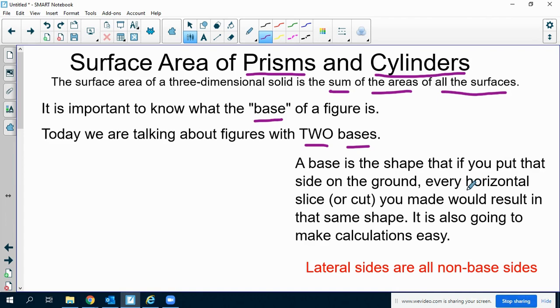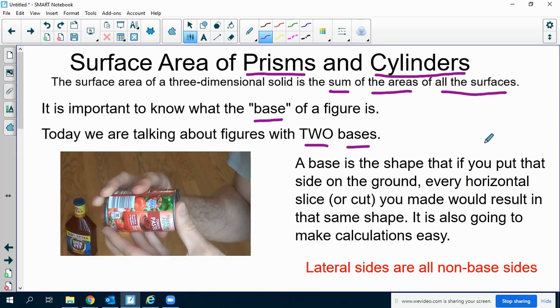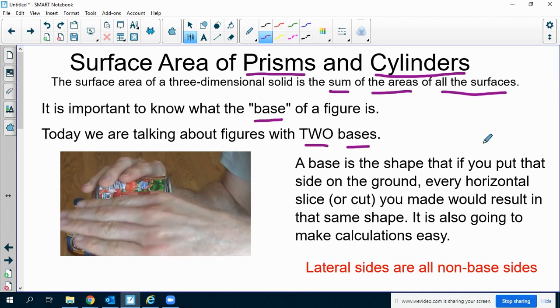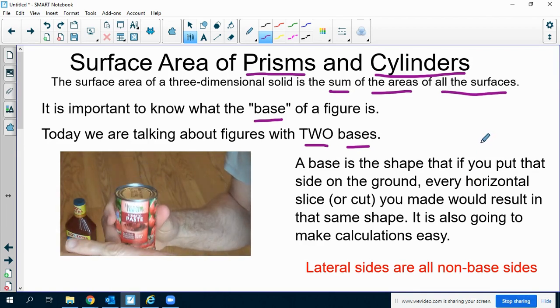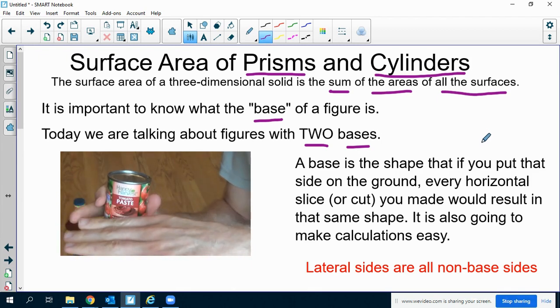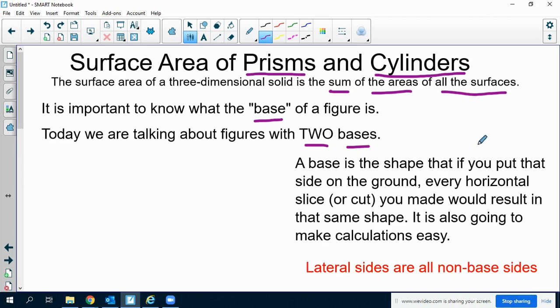We will talk about cylinders. They have a circle as the base. So when you're looking at the cylinder, the circle is the base, because if you put the circle on the bottom or on the ground and you made a bunch of horizontal slices, you would get circles all the way up to the top. Now, rectangular prisms are pretty easy.